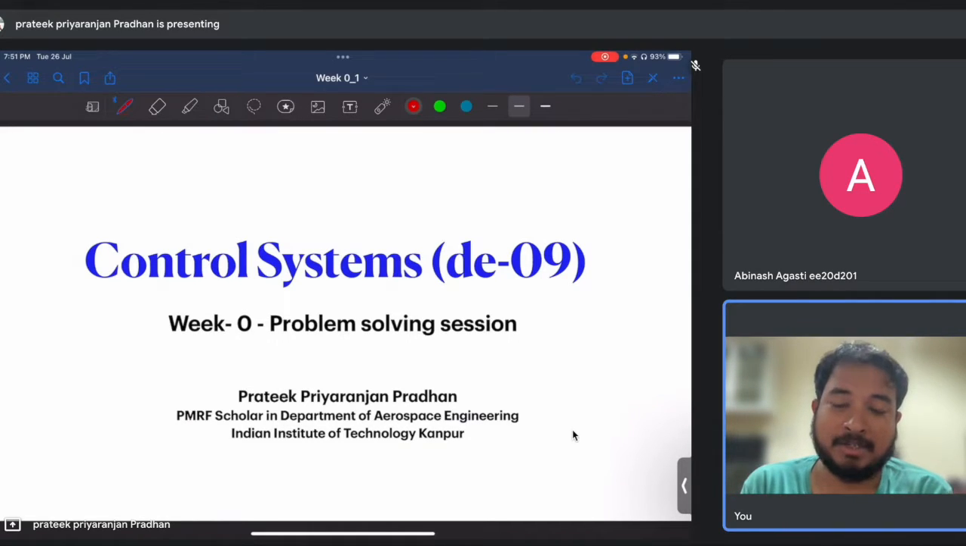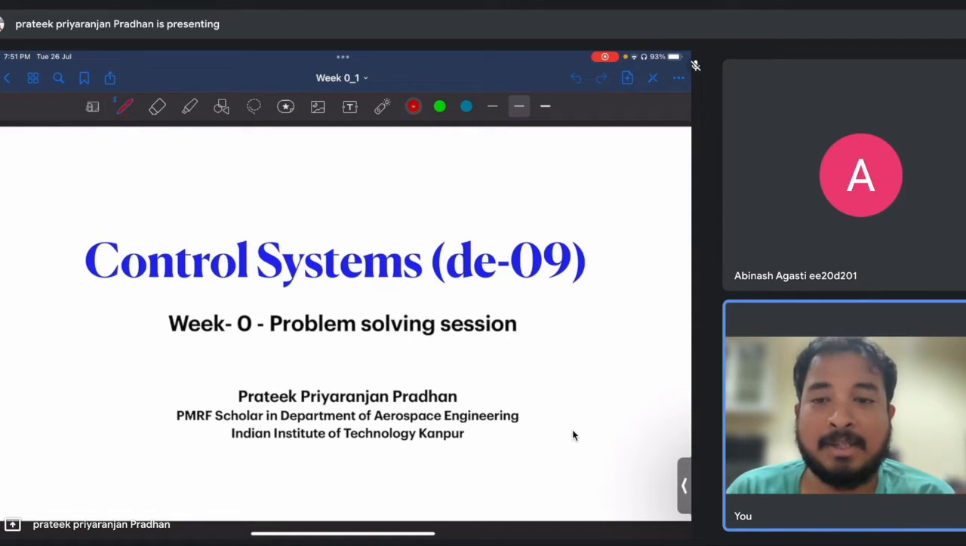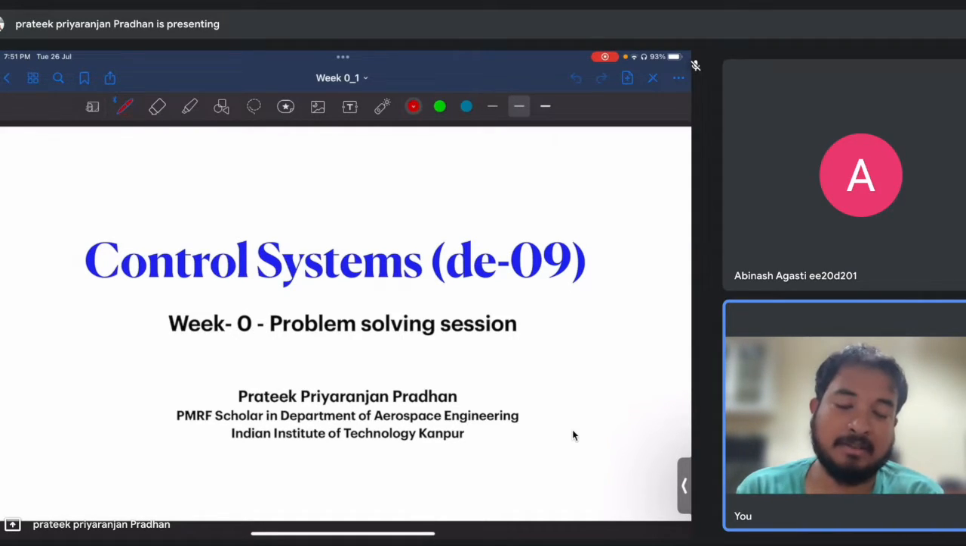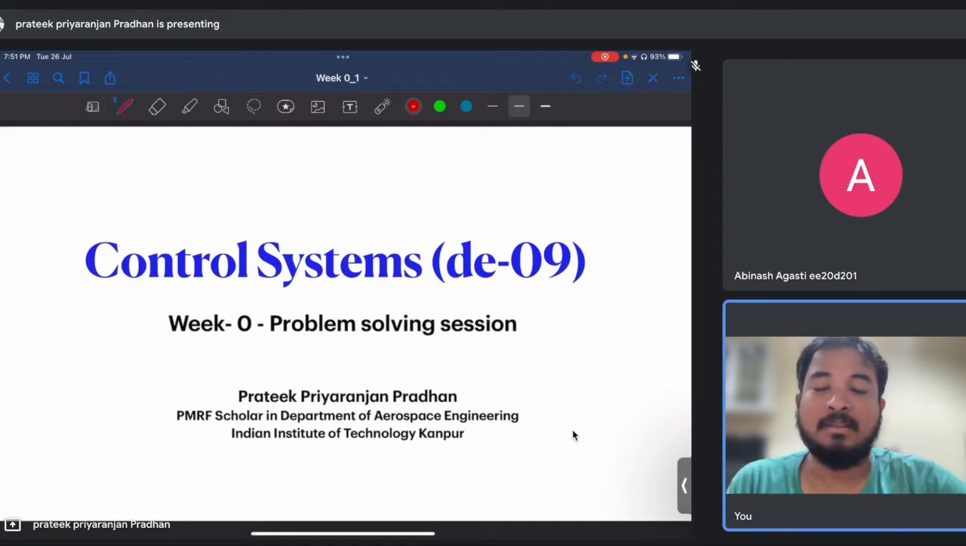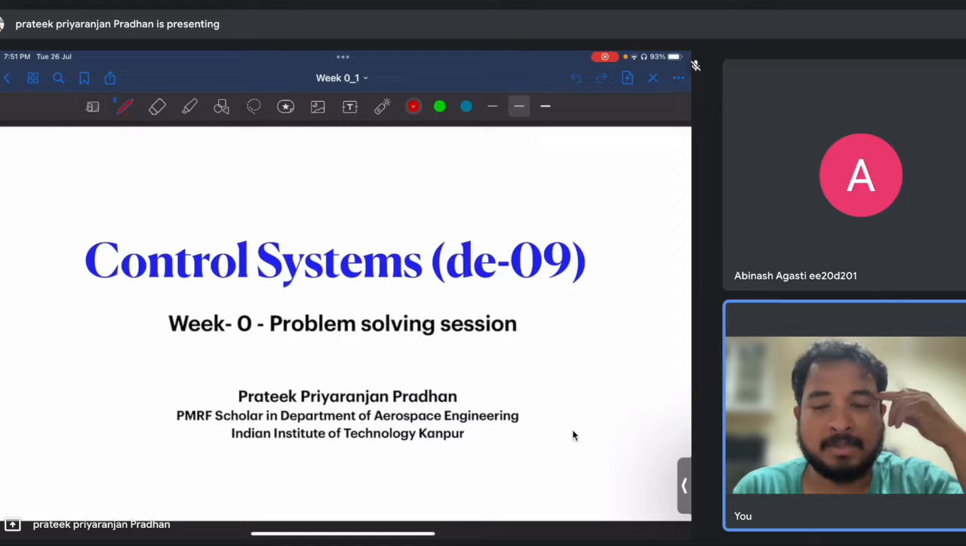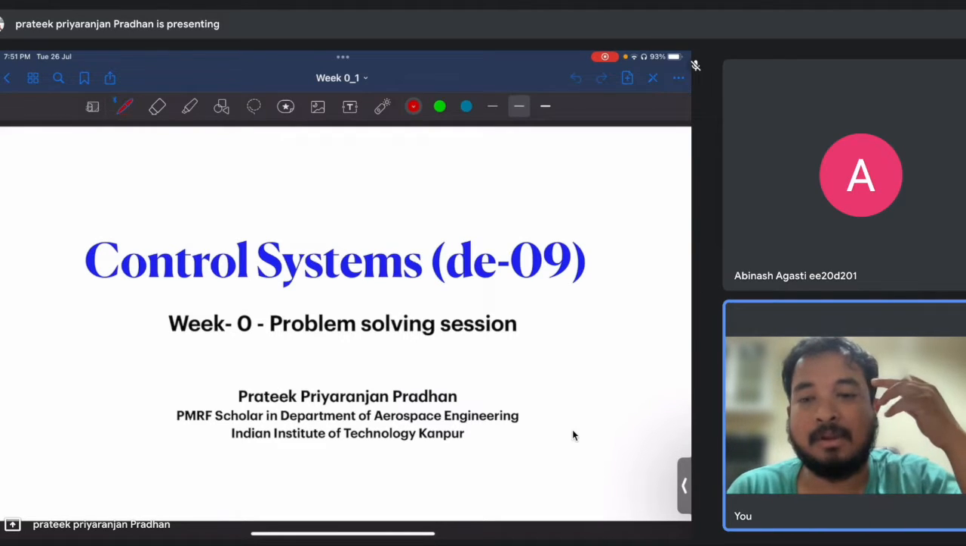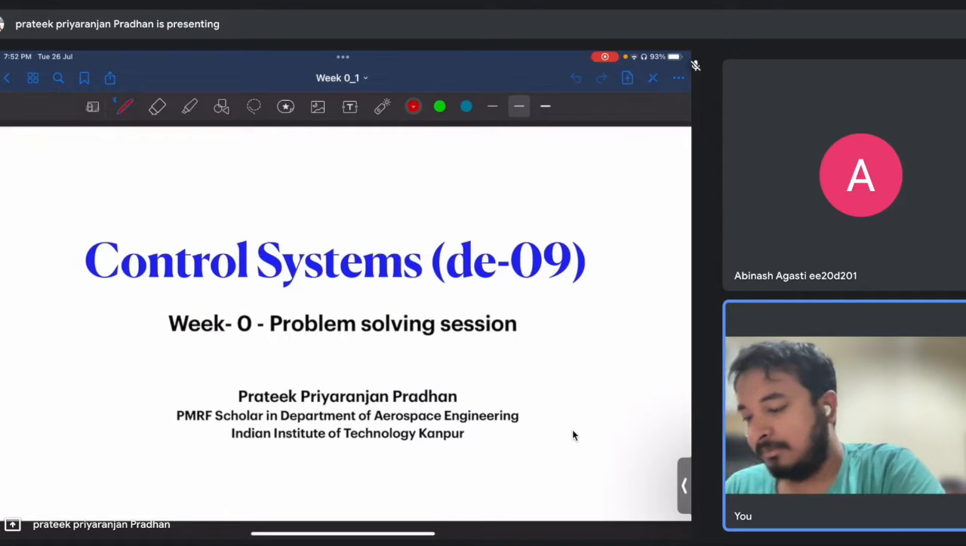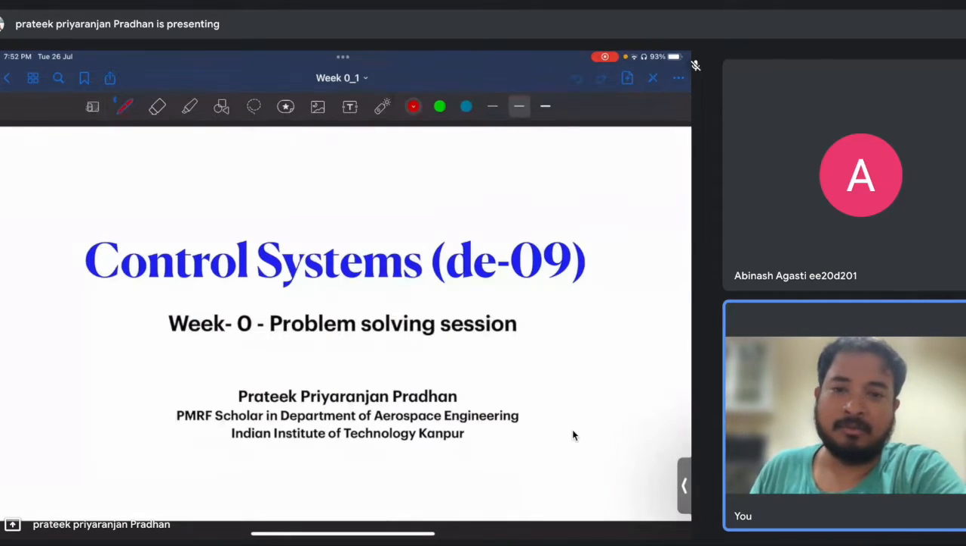I am a second year PhD student in aerospace engineering at IIT Kanpur, and I am the TA for the course Control System for this semester. Today we will be discussing a few of the problems from the week 0 section of the course. These are very basic prerequisite questions.